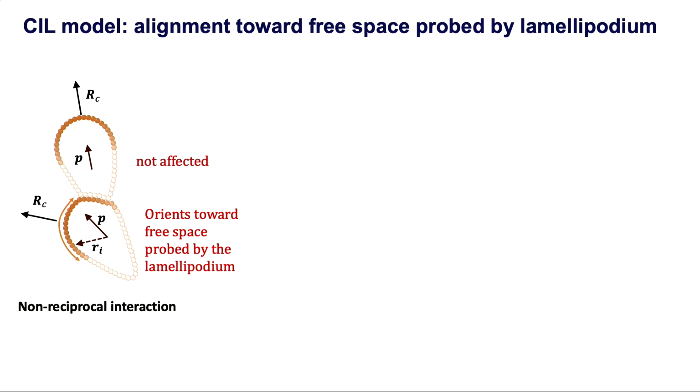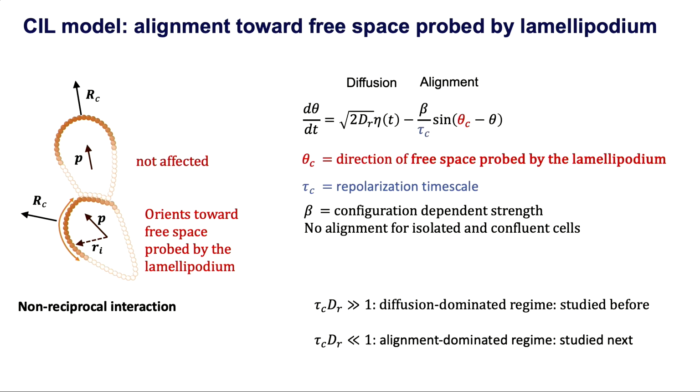This is the direction of the free space probed by the lamellipodium, okay? So it's not extending the lamellipodium on the back, but it's extending in the direction of free space probed by the lamellipodium. So what we do, we identify this direction, and then we introduce an alignment interaction between the polarity and this direction, which we define somehow as the direction of the free space probed by the lamellipodium.